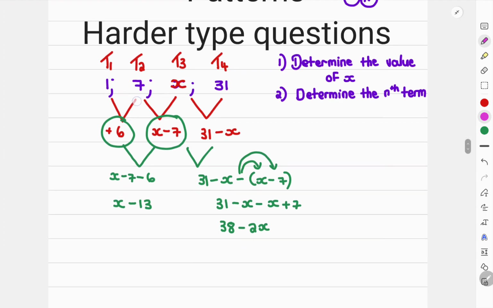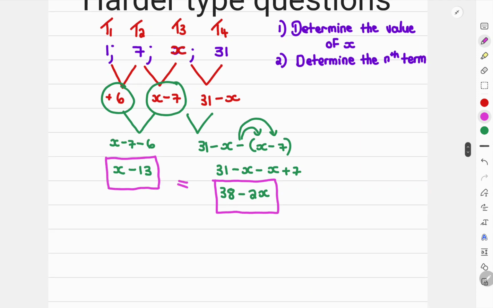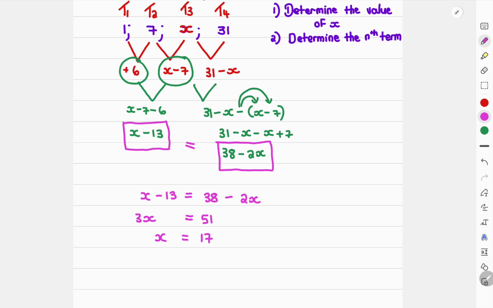Now the thing that is very interesting here is that this part is equal to this part. Why? Because it's got a second constant difference. So I'm going to have to work it out like this, and then you can find your value for x. Thus you should get x is 17.